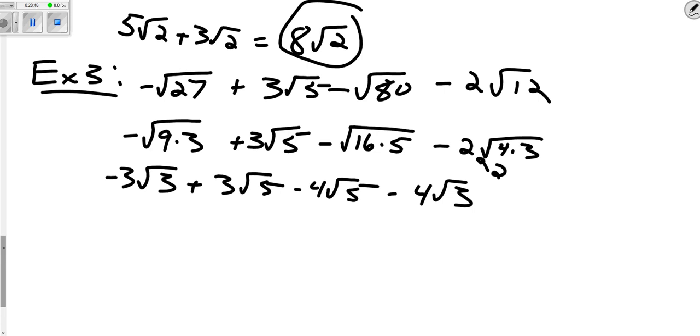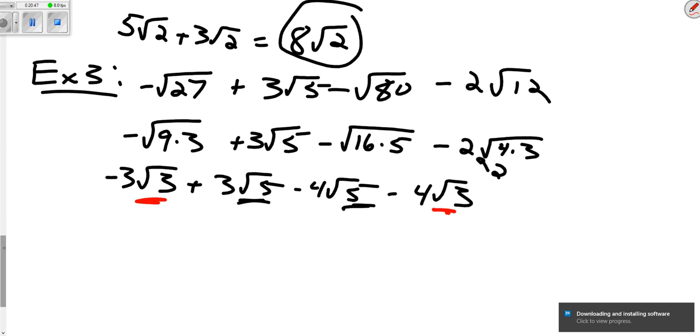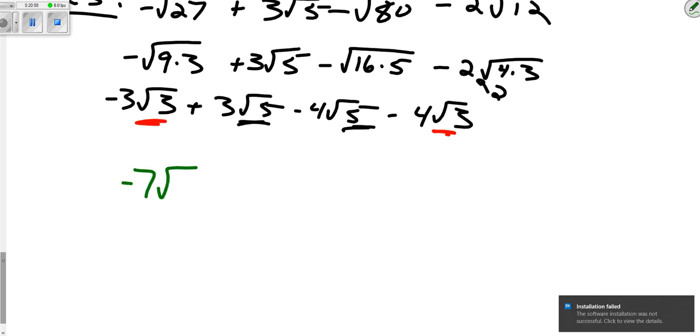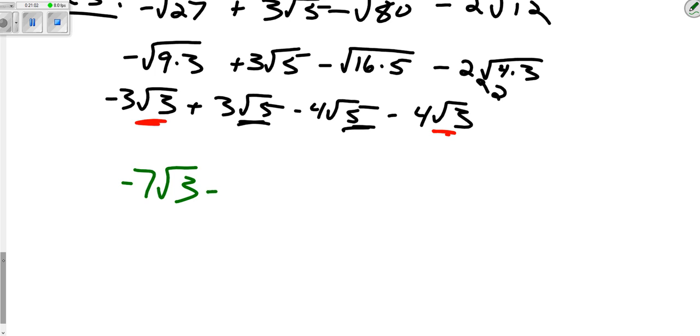Now, got this simplified. These two radicands are the same, and these two radicands are the same. So that's all I can combine there. For my root 3s, I got -3 and -4. That becomes -7 root 3. 3 take away 4 becomes -root 5. You could put 1 root 5, but it's kind of weird. You just say it's root 5. You're not wrong, you're just weird.